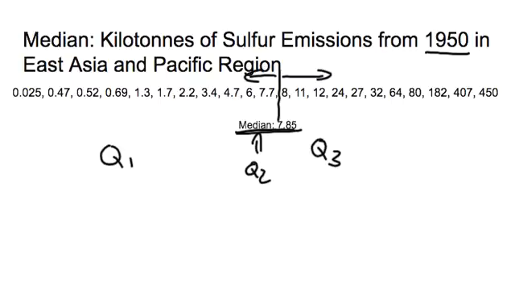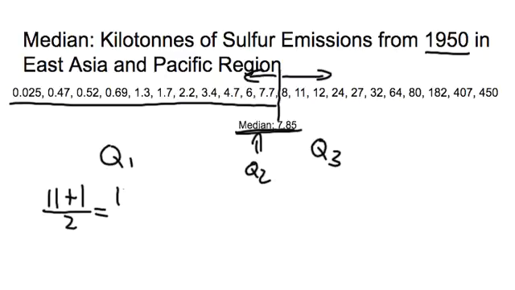Now, to find the first quartile, we have to find the middle number in the bottom set of data. We have 11 pieces of data, plus 1, over 2, so that's 12 over 2, which would tell me that the 6th piece of data up here is going to be our first quartile. So I'm going to find the 6th piece of data. 1, 2, 3, 4, 5, 6. So that one right there.